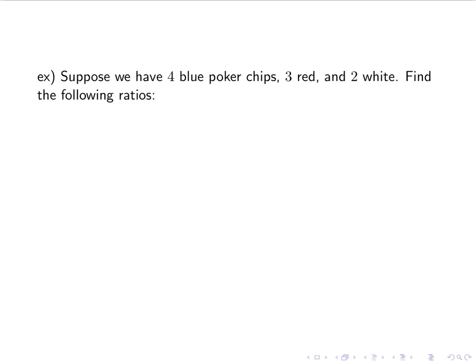So suppose we have 4 blue poker chips, 3 red poker chips, and 2 white poker chips, sorry. Find the following ratios. Blue to red. So I look at how many poker chips are blue, how many poker chips are red. And I get the ratio 4 to 3. So again, I can do it with a colon, I can do it with a fraction, or I can do it with the word "to", and they're all going to be the same.